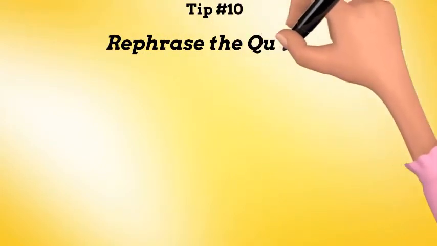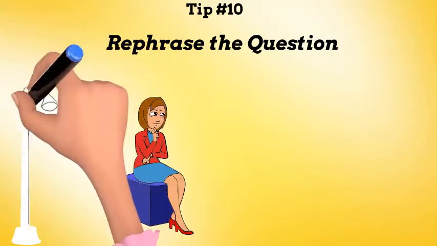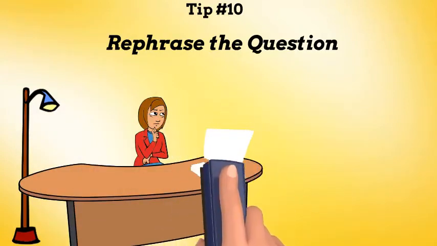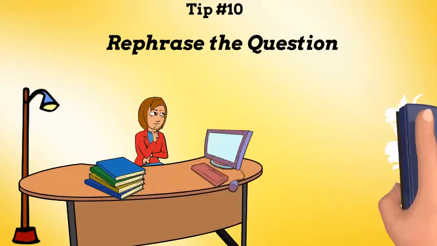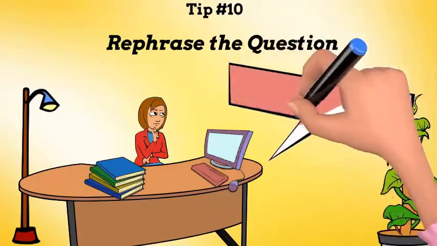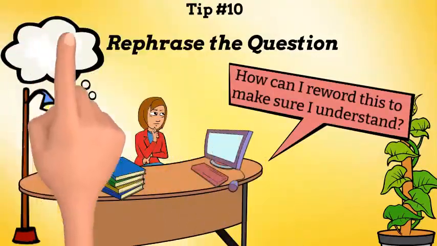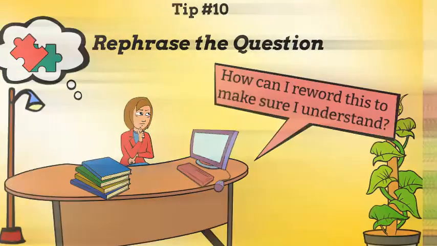Tip number 10, rephrase the question. If you find that you are having a hard time determining what the question is asking or what the stem is, try rephrasing the question by putting it into your own words. Then, read each answer choice separately and decide if they are true or false. This way, you can eliminate distractors like pieces of a puzzle and answer the question correctly. Sometimes this will help you pluck out the unnecessary information so you can focus on the stem.